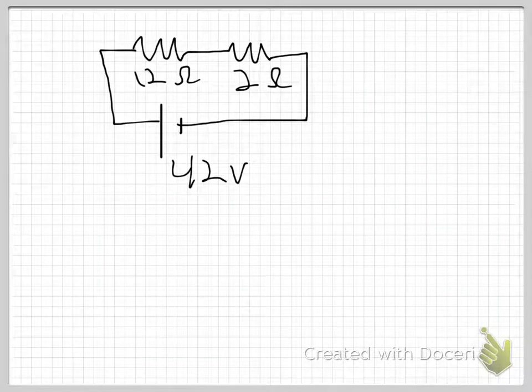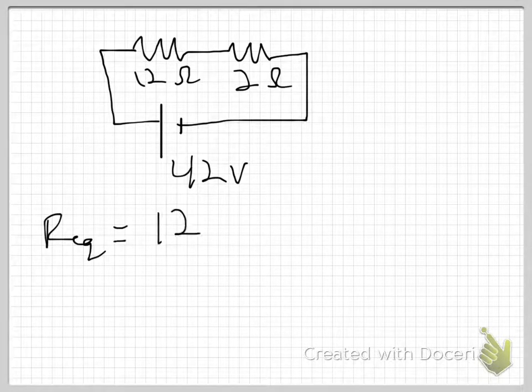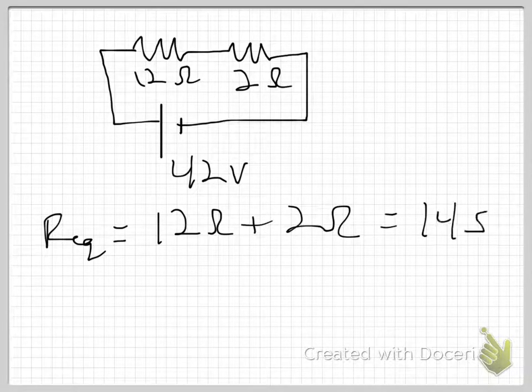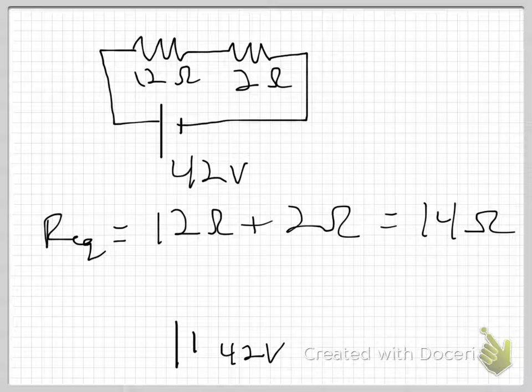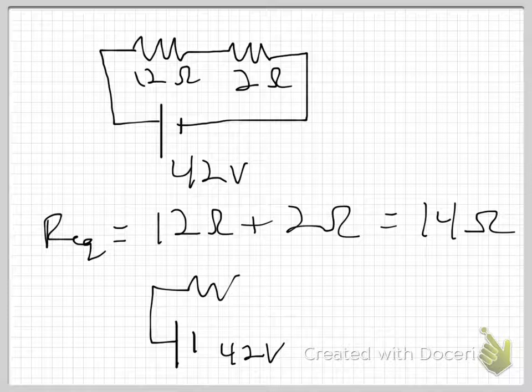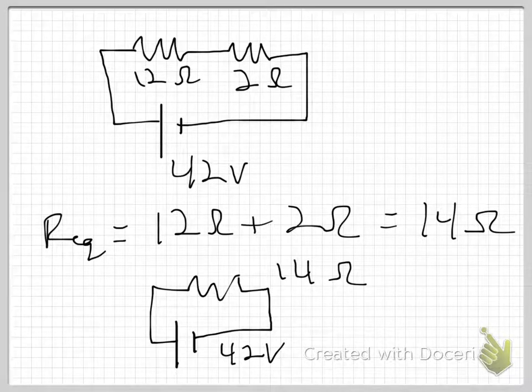Now we can see what's going on. I just have another series configuration. I know how those equivalent resistances work. It's just 12 ohms plus 2 ohms for a total resistance of 14 ohms. So then I can redraw my circuit again if you feel the need to do that, which I typically do. That's again 42 volts. Nothing has changed with my EMF. Oh, sorry, I lost the iPad there. I've got one resistor here with a resistance of 14 ohms.